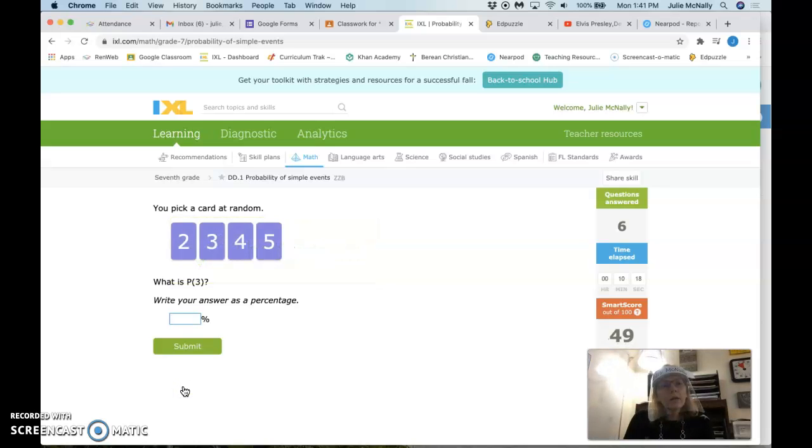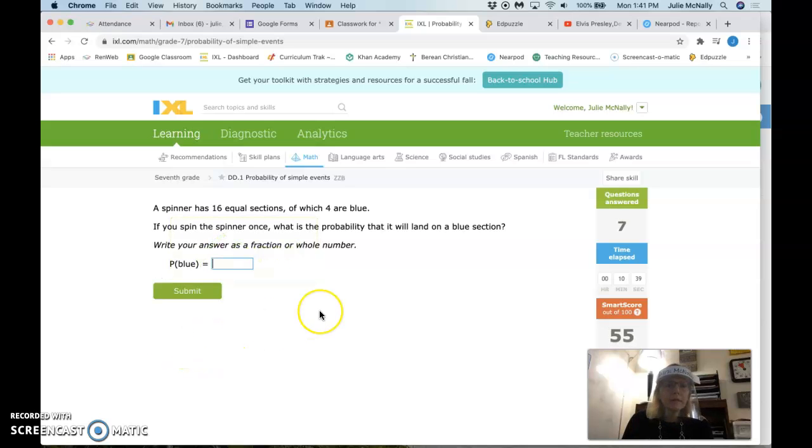Okay, you pick a card at random. What is the probability that you pick a 3? How many 3s are there? 1. How many total cards? 4. Again, we have 1 out of 4. We just did that one, which is 25%.